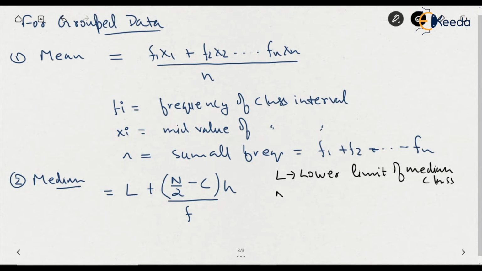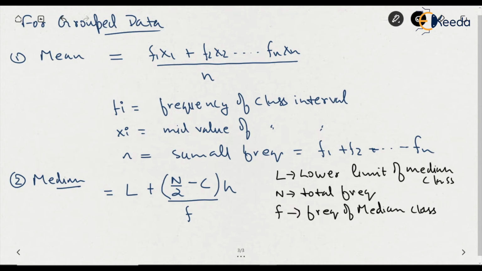And this n is the total frequency. Next is f. This is the frequency of the median class. Let's say the median class, or that interval, has a frequency of 20, so f will become 20. H is the width of the class interval. So let's say all these intervals have a class interval of 10, so h, the width, is 10.